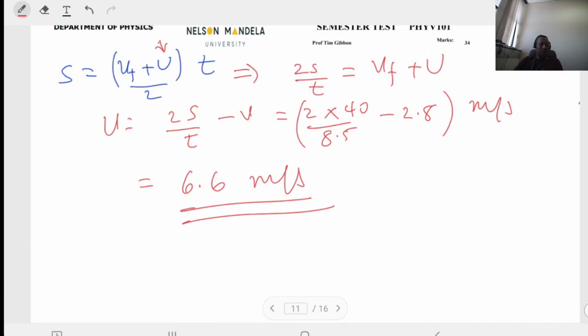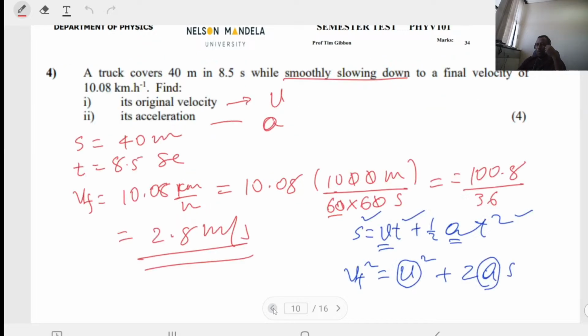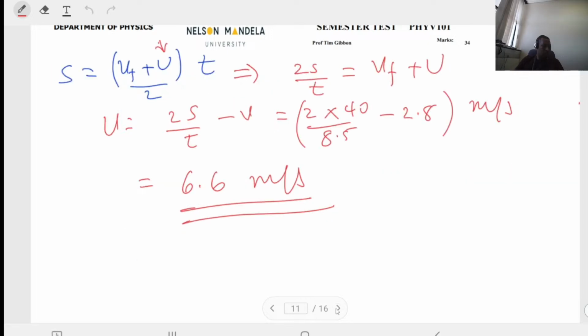Maybe my YouTubers have better access. Guys, are you there? Yeah, YouTubers, you are there. Is it alright? This answer, 6 point something? Okay, around there. No problem. Let's continue. What we're looking for is the original velocity u, and then let's go to acceleration. If we got that one, the acceleration should be easy because we kind of have it close by.